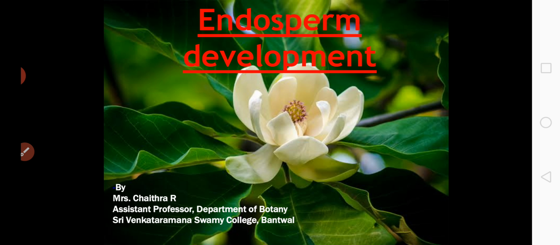So what do you mean by endosperm and how will it be formed within the seed? Endosperm is a nutritive tissue which is formed within the seed after fertilization.